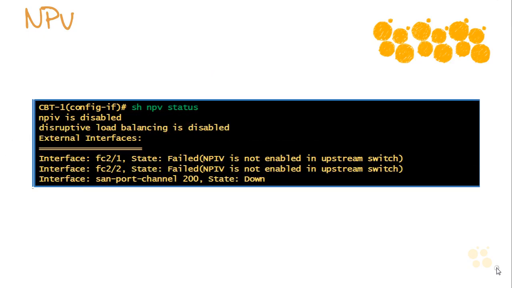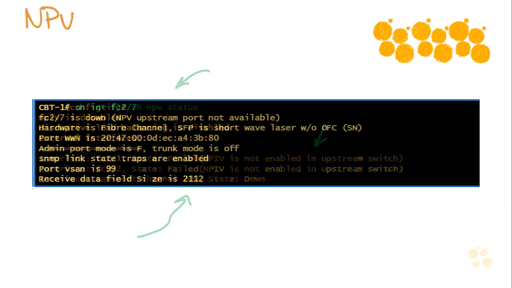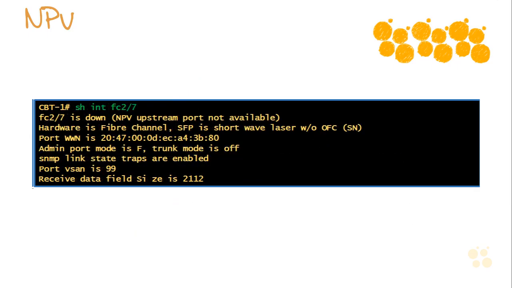Now, in order to really identify what's going on here with our stuck in initializing, what I would like you to do is a show NPV status. We'll use this command to determine whether NPIV is enabled on the core switch, and you can see clearly here that it reports to us that, yeah, we're in a failed state because NPIV is indeed not enabled in our upstream switch.